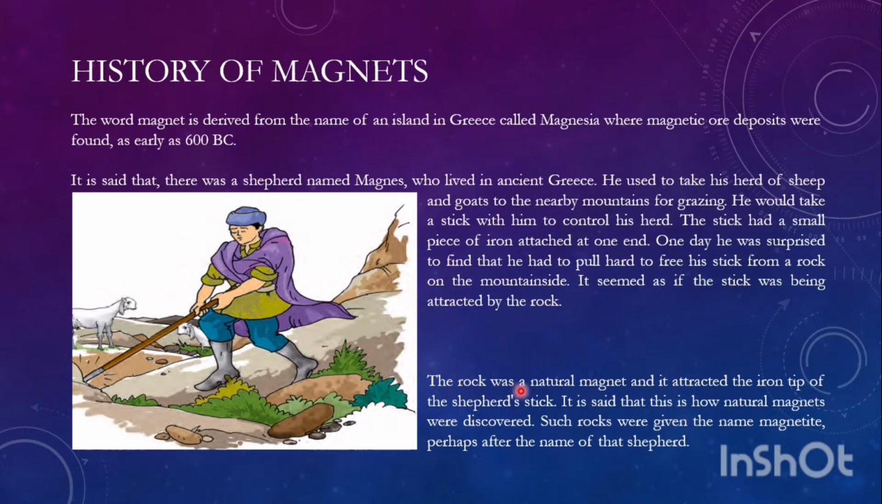The rock was a natural magnet, and it attracted the iron tip of the shepherd's stick. It is said that this is how natural magnets were discovered. Such rocks were given the name magnetite, perhaps after the name of that shepherd. So these are the stories regarding the history of magnets.